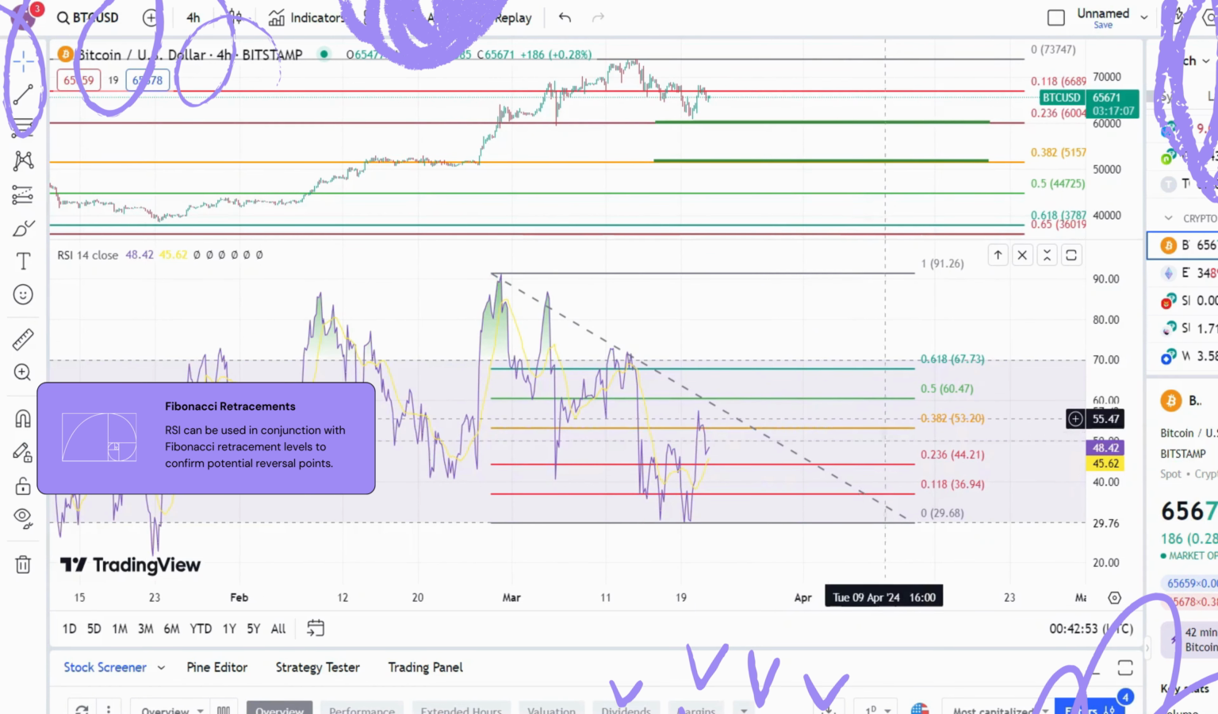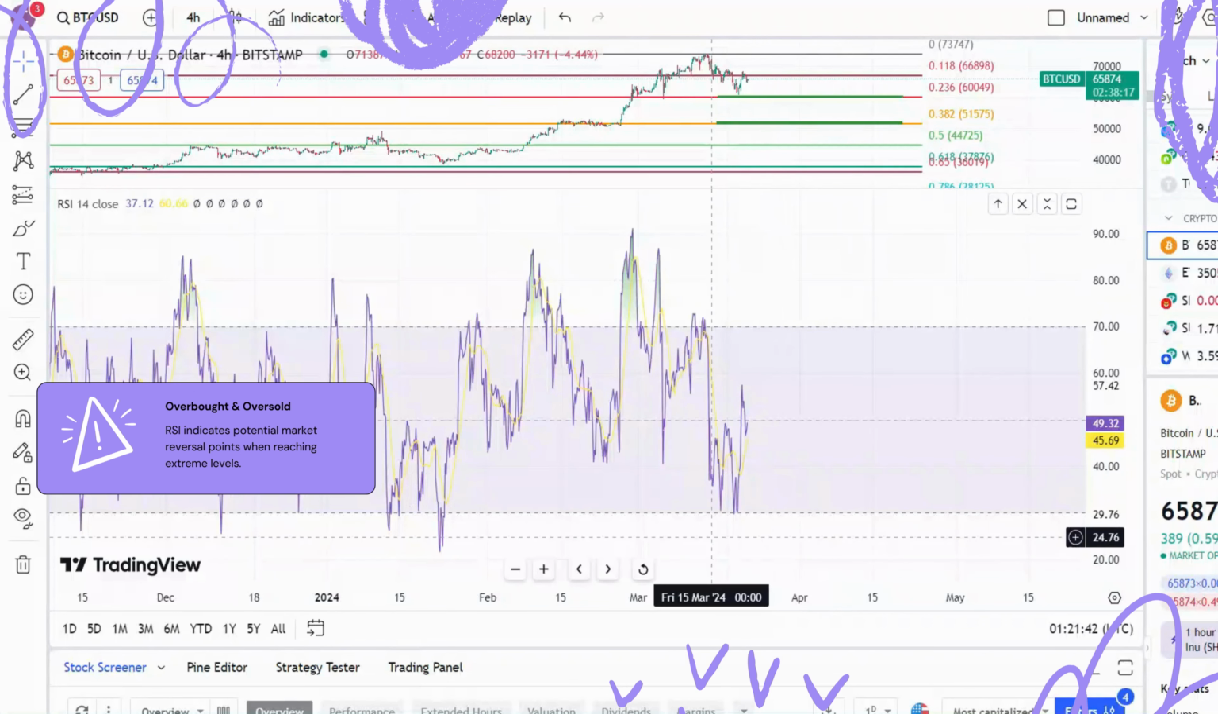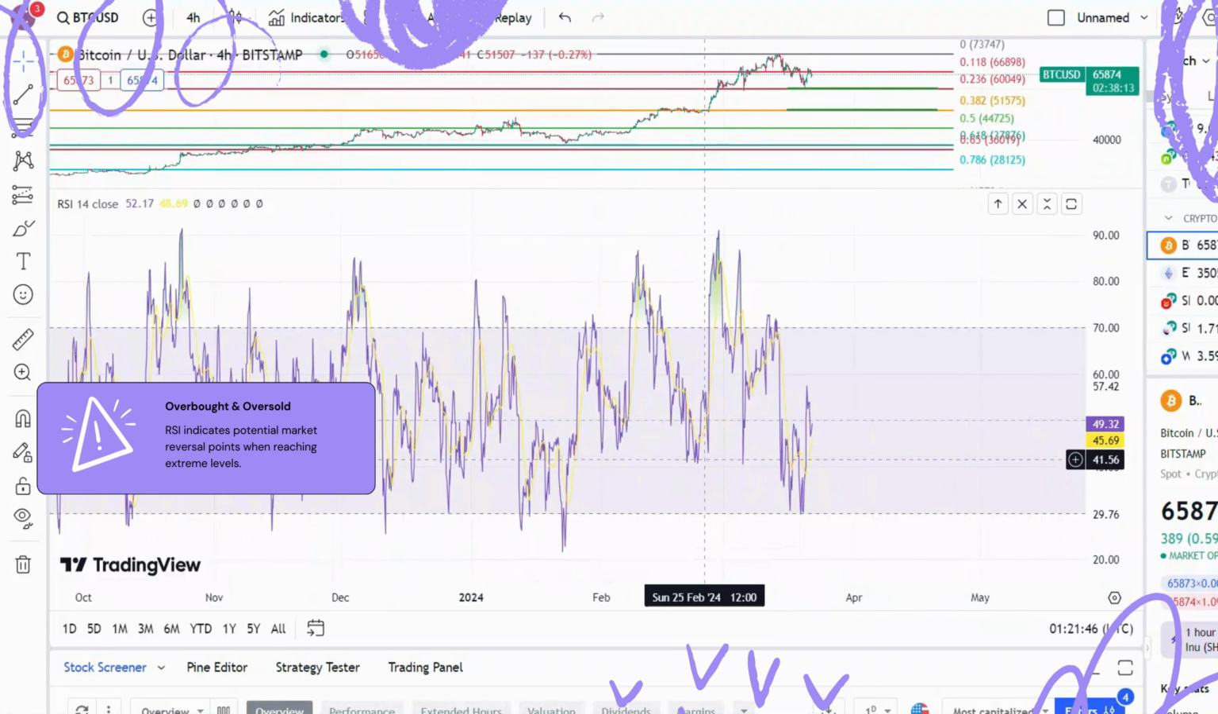I have Bitcoin's chart pulled up here. I have the price chart on top and then the RSI indicator below. Okay, so second on my list is overbought and oversold conditions. And this feature is pretty powerful. I actually do use it in my trading strategy. So let me explain it to you.